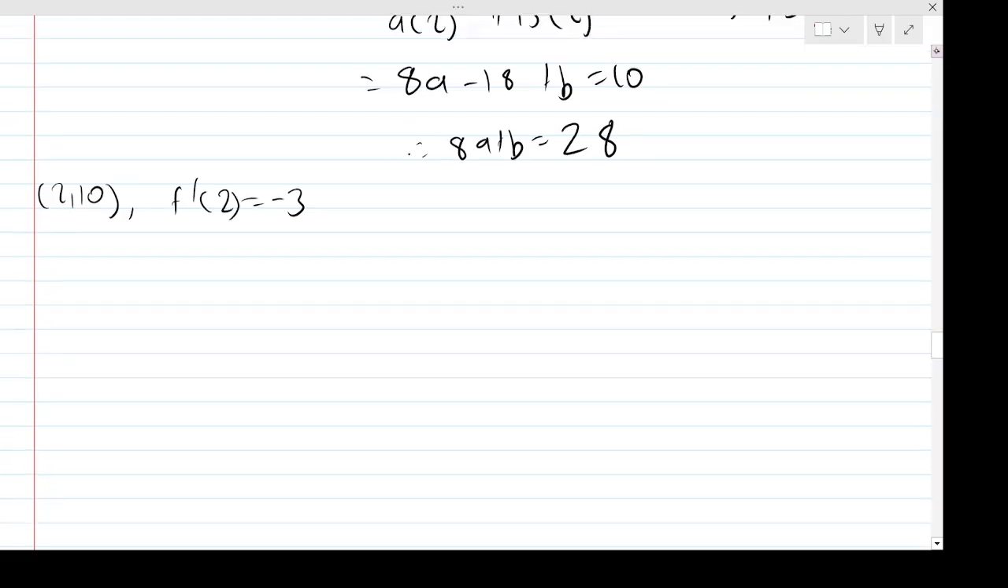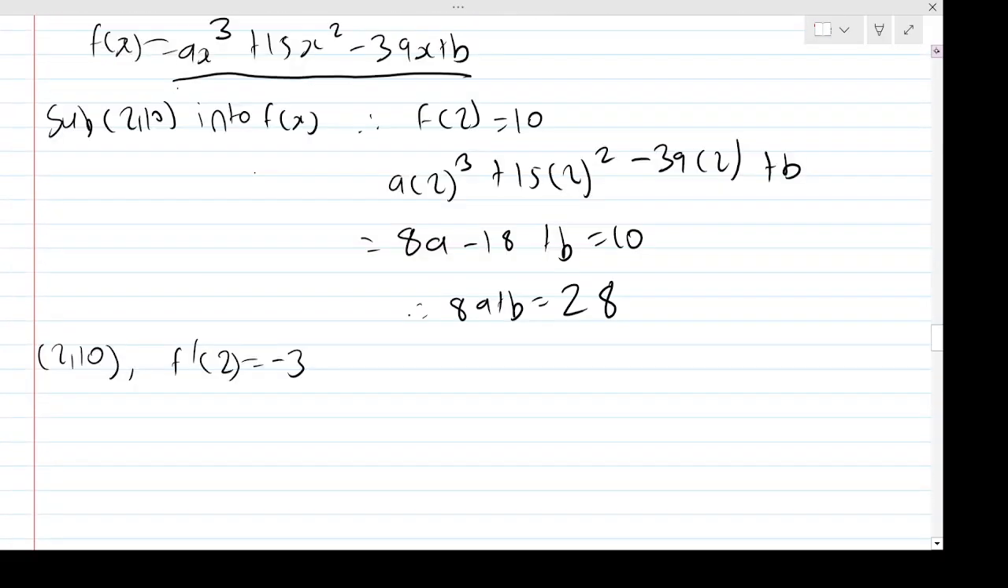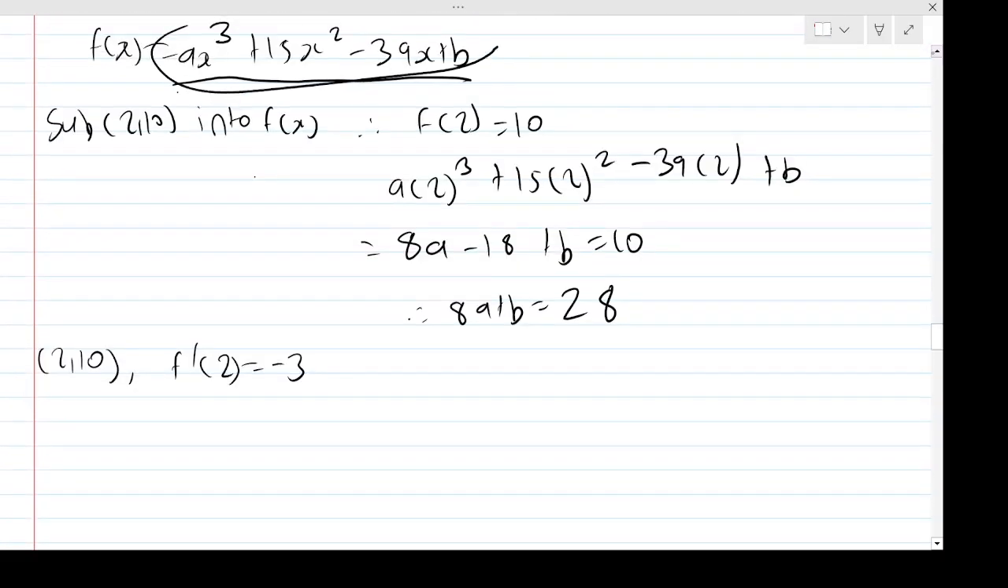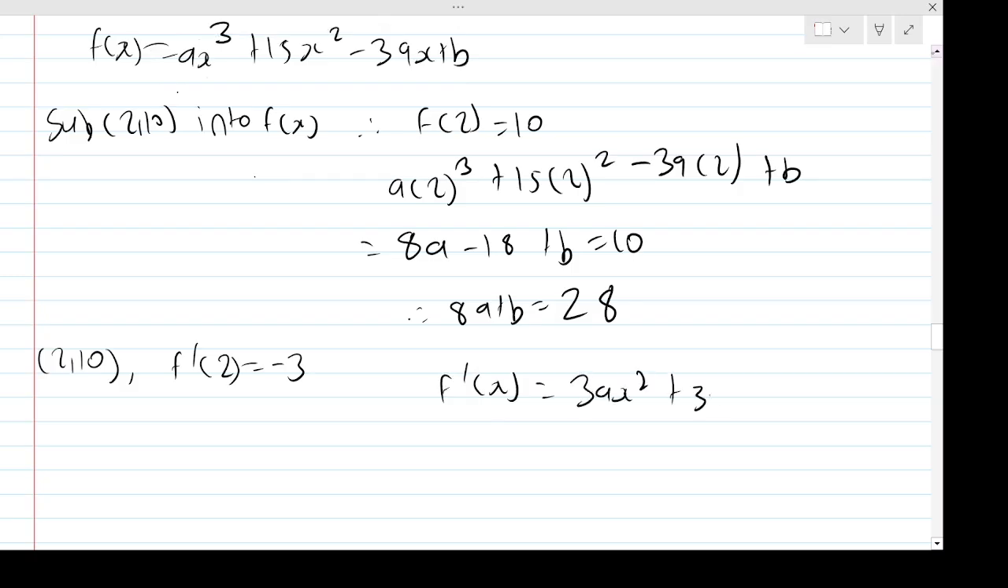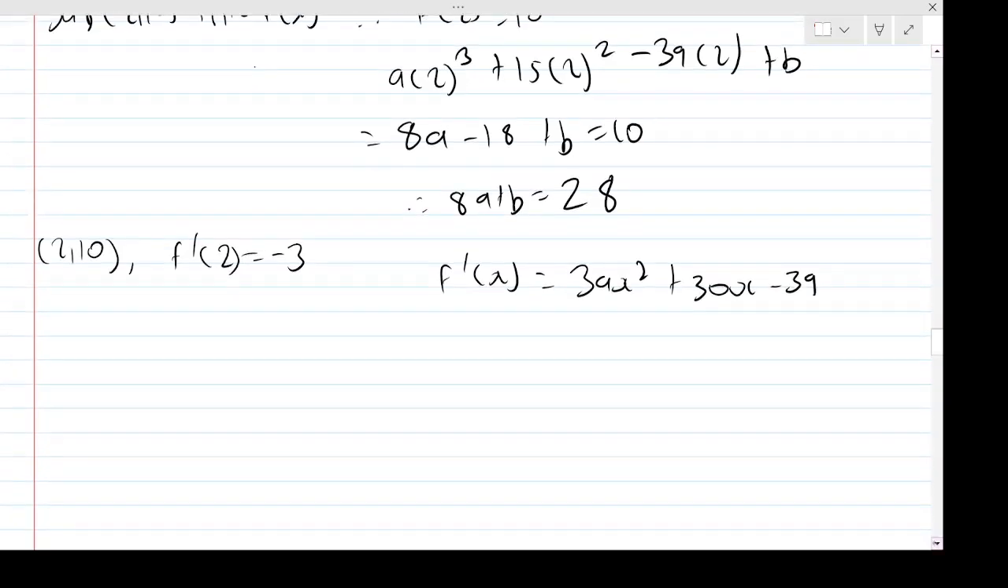So I need to compute the derivative then, right? If I have f of x, I need to find f dash of x by differentiating, right? So ax cubed will go to 3ax squared, then 15x squared will go to 30x, minus 39x will go to minus 39, and b will just go to 0, as b is just a number, right? It's not an x, it's just an unknown number, so that goes to 0. So then we're told f dash of 2 is equal to minus 3, right? That's what it's telling me.